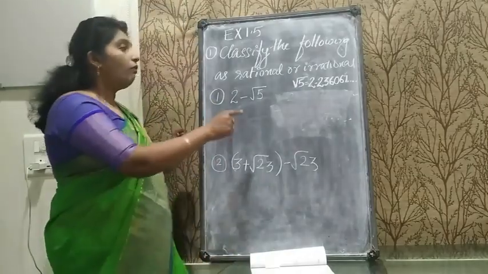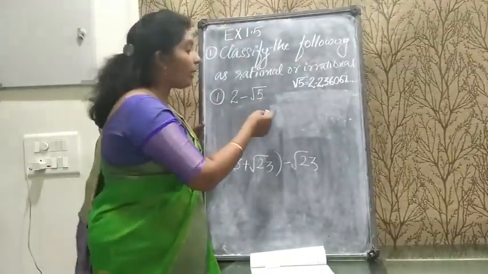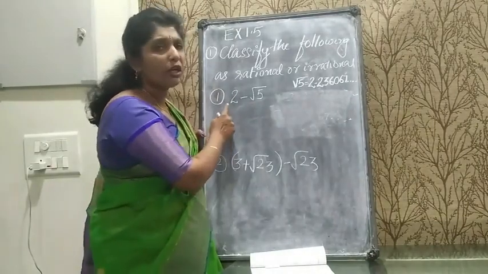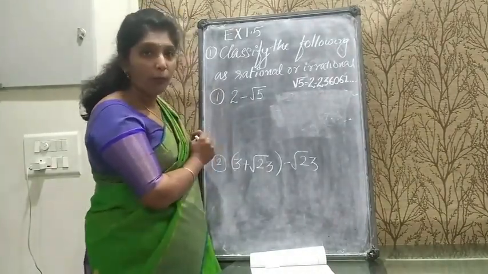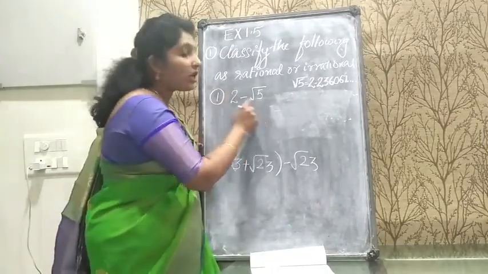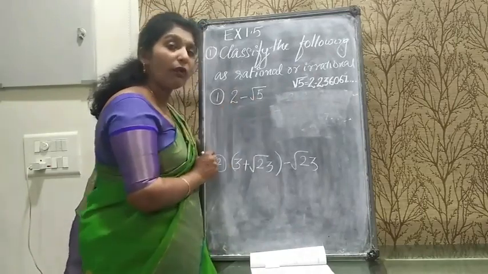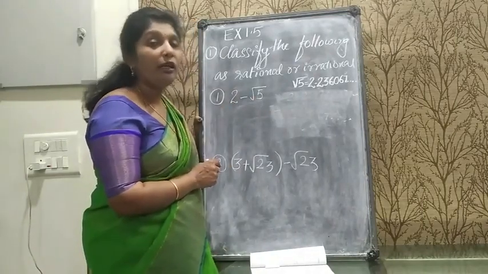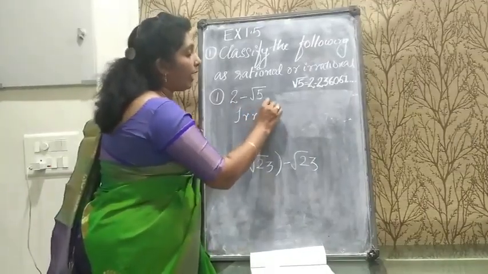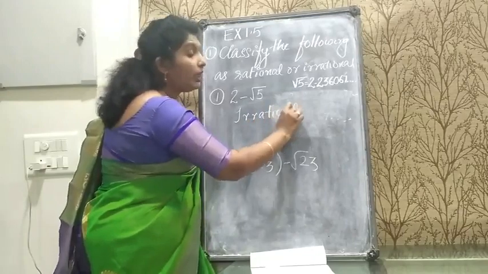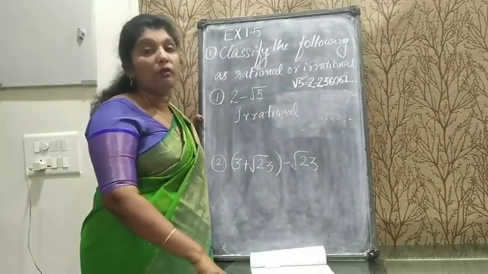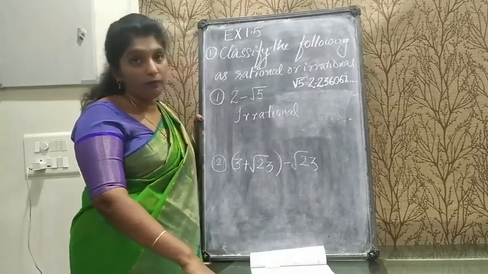Here, an irrational number is subtracted from a rational number. 2 is a rational number because 2 can be written as 2 by 1, which is in the p by q form. And root 5 is irrational, as you already learned. So if we subtract an irrational number from a rational number, then definitely the number will be irrational. So directly you can write it: here, an irrational number is subtracted from a rational number, so we will get an irrational number.